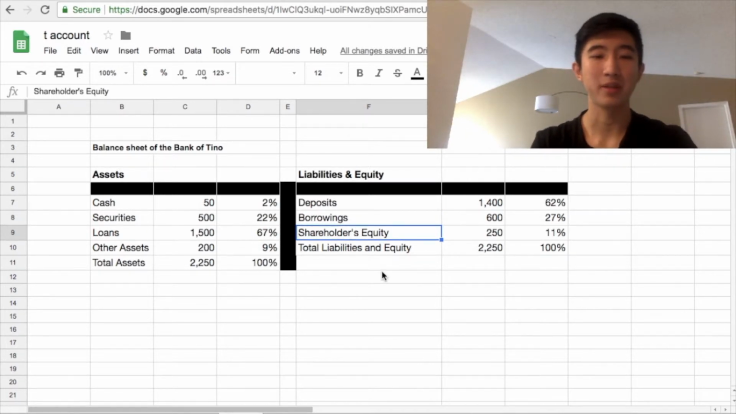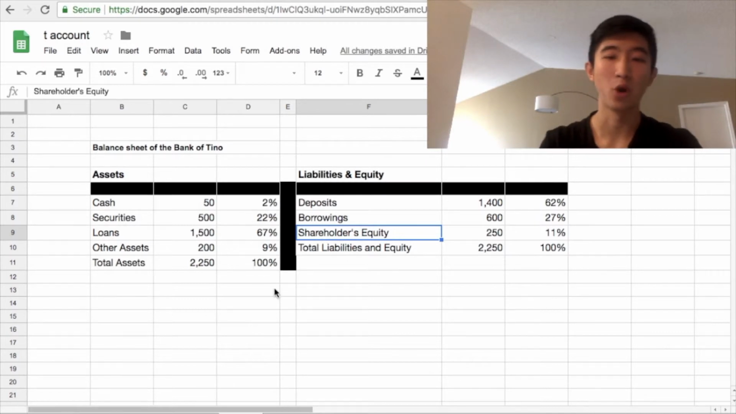Equity measures the company's net worth. We put it as part of liability because it makes the left and right balance, so the equity will always equal assets minus liability.